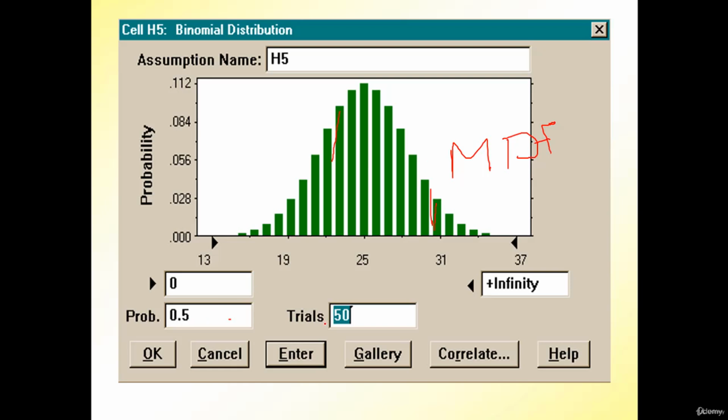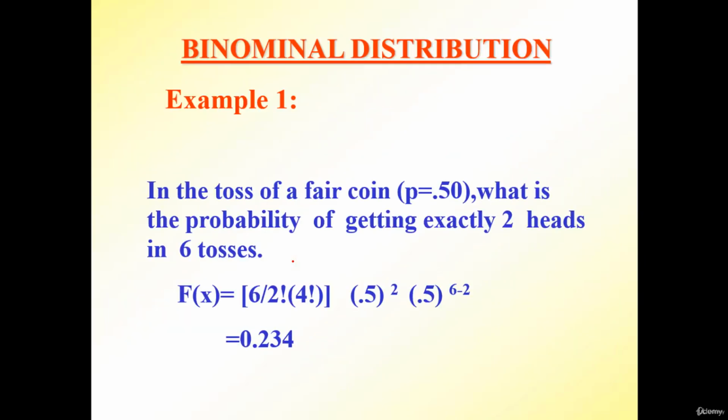Here is the probability of occurrence, and the number of trials should be defined here. Let's have this example, it will be very nice. In the case of tossing a fair coin, the probability of occurrence will be 0.5. What is the probability of getting exactly 2 heads if I make 6 tosses? So I apply this equation: 6 choose 2, times 0.5 to the power 2, times 0.5 to the power 6 minus 2. This is 0.234, the probability of 2 heads in 6 tosses.